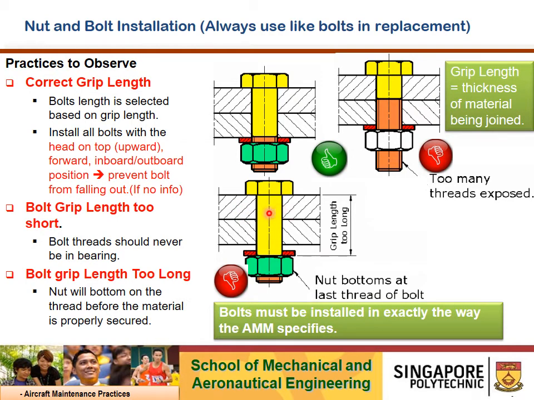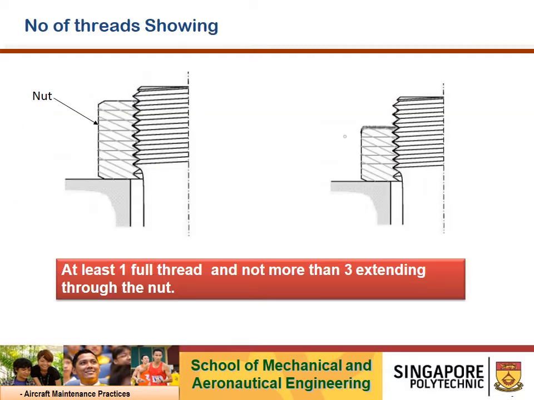But the standard rule of thumb, without specification in the AMM, is the number of threads showing. After you have tightened the nut on the fastener, especially if it's a self-locking nut, and we will talk about what a self-locking nut is subsequently, after application is done and torque value applied, make sure that one thread is exposed, minimum, and the maximum is 3 threads. If you have no threads exposed after tightening, then you have to check with the manufacturer. That could be a part number or design error. So do check with the aircraft manufacturer.